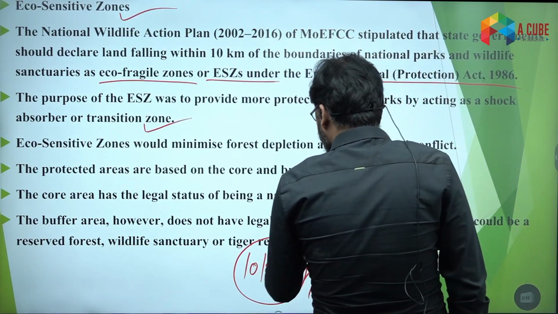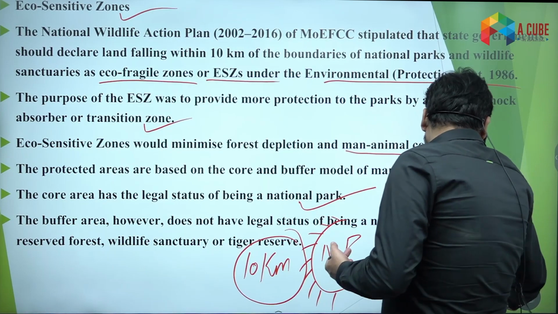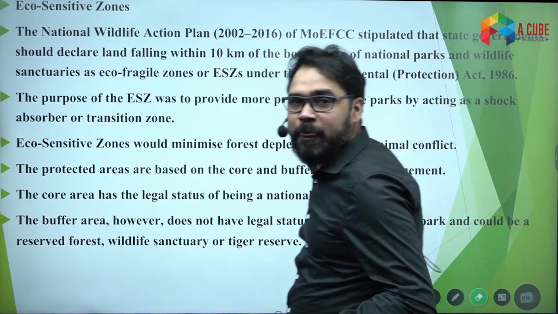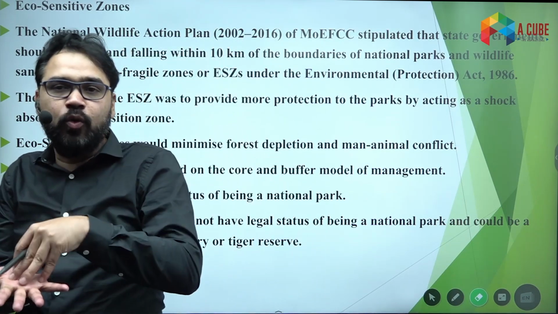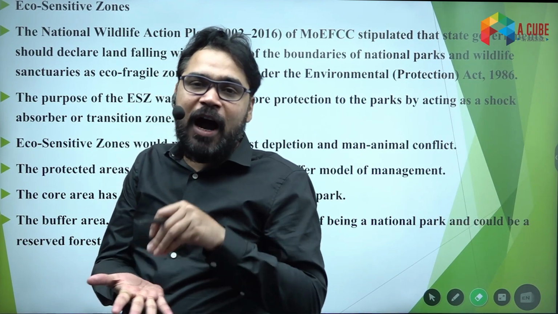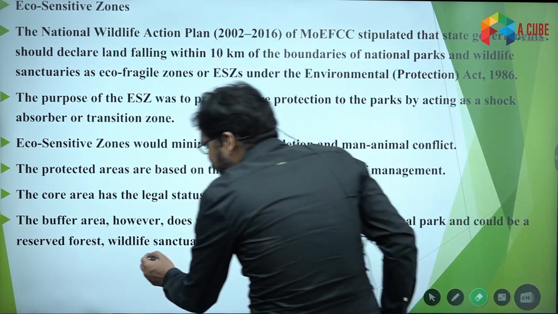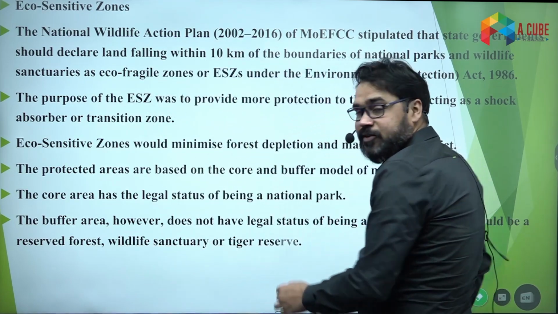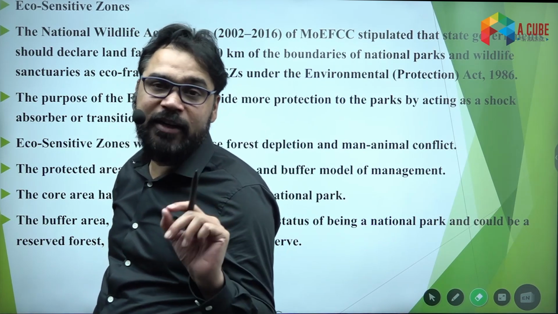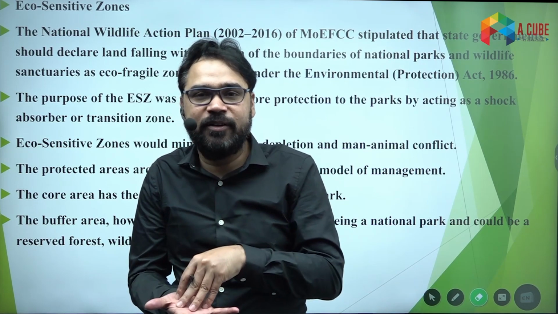The core area has the legal status of being a national park. The buffer area, however, does not have the legal status of being a national park and could be a reserved forest, wildlife sanctuary, or a tiger reserve. When I am saying the core area has a legal status, that means the core zone is that place which can be called a national park. However, the area outside the core, that is the buffer region, can be a wildlife sanctuary, a reserved forest, or a tiger reserve. The buffer zone does not have the legal status to be called a national park, whereas the core region of that national park is actually the national park.